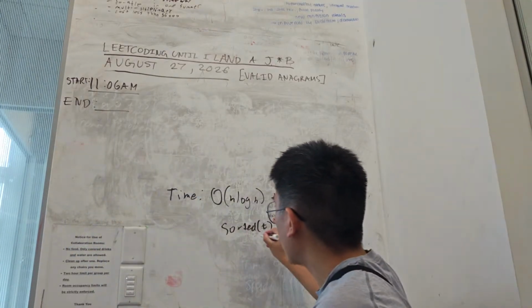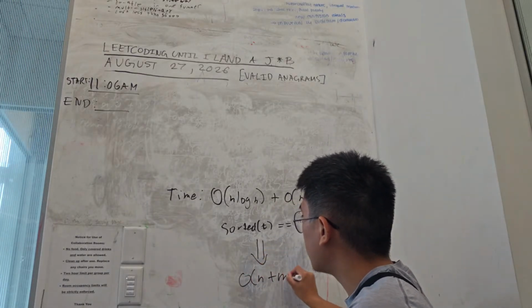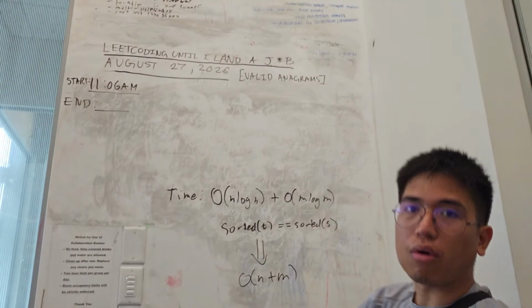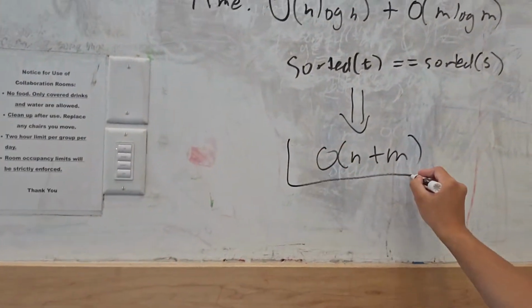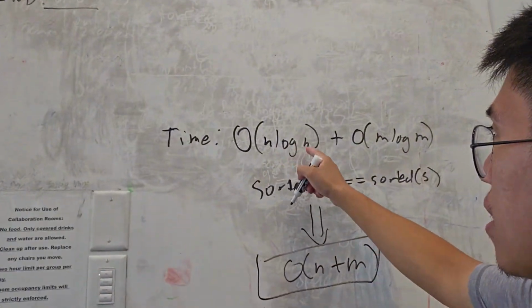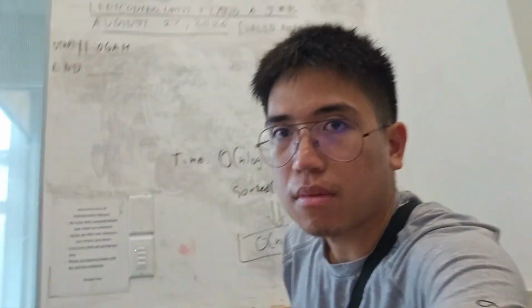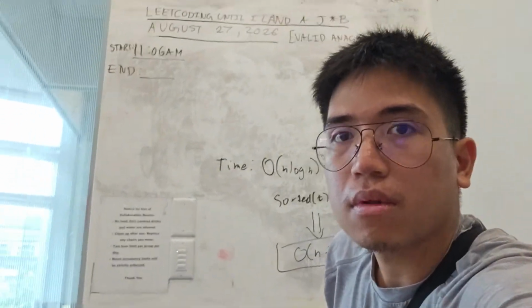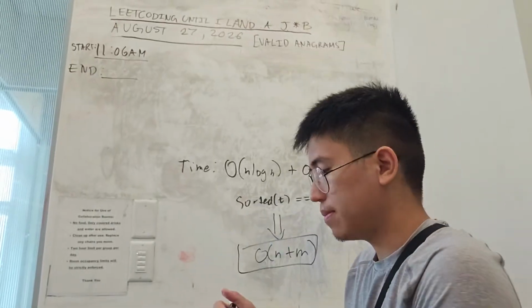So our goal now is to do this in O of n plus m, okay? This is our literal goal. We want O of n plus m, right? Not O of n log n plus m log m. Okay, so let's actually get to the bottom of this.